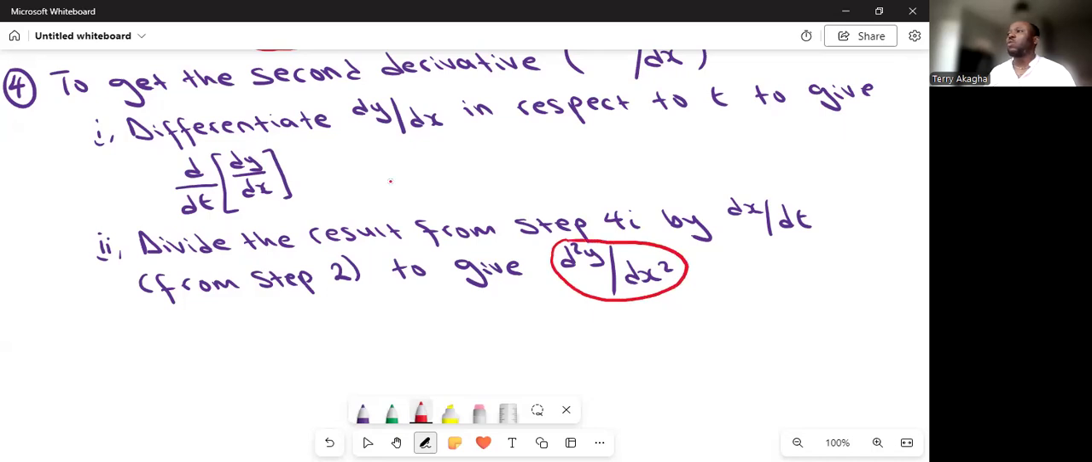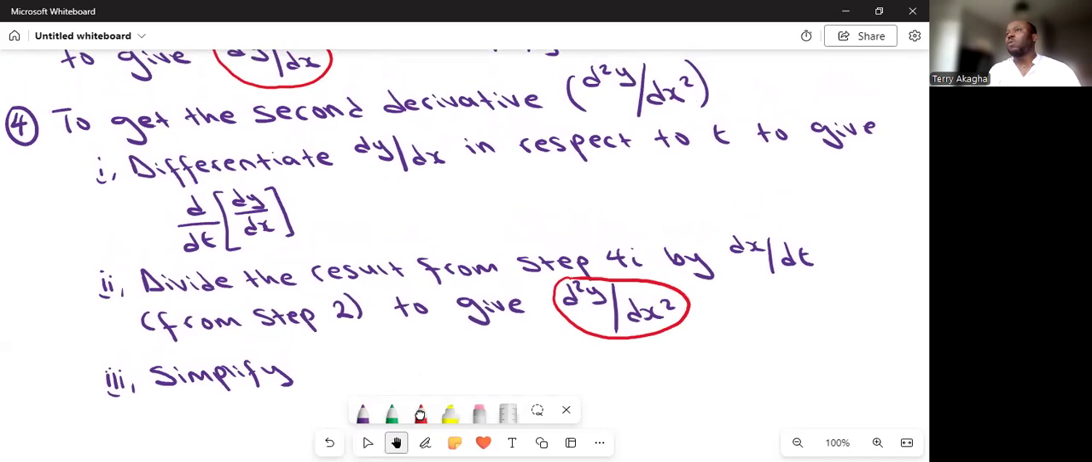It's going to give us d2y divided by what? Dx squared. Then the third step, as usual, then you then what? Simplify. Okay? So that's how you get the second derivative, okay? So you first differentiate with respect to t, then you divide it by dx over dt, then to give you the second derivative, and you simplify.